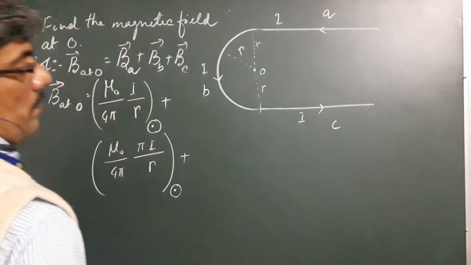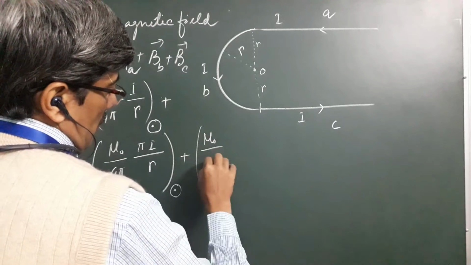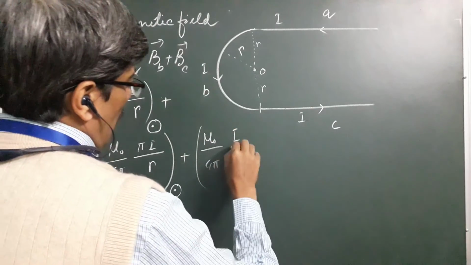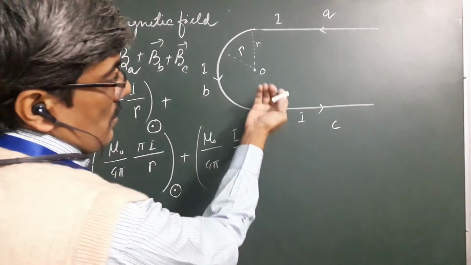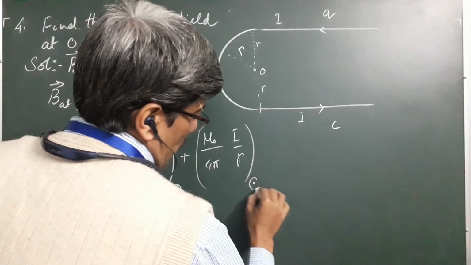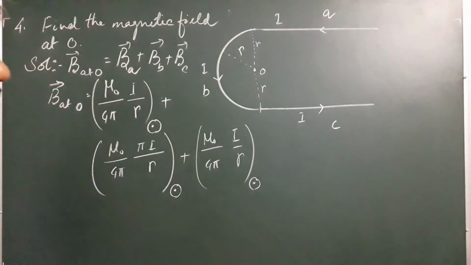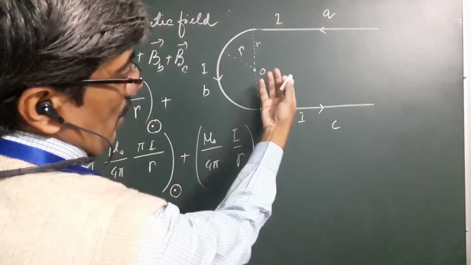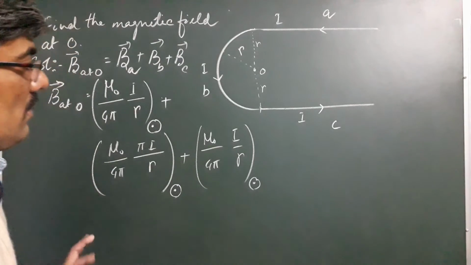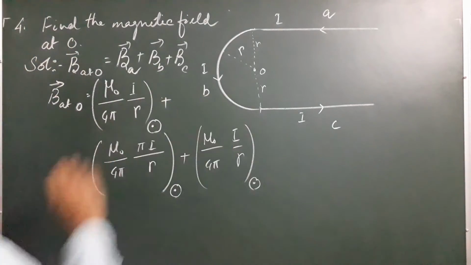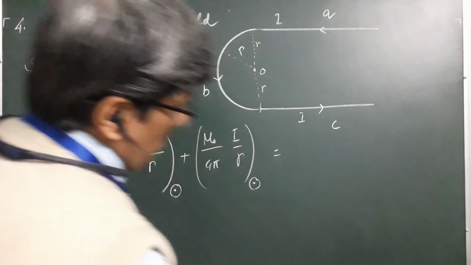The third part, again the straight one, the same formula shall persist: mu naught by 4 pi I by r. On testing with your hand rules, you will find in this case also it's coming out. So here is an interesting fact that all these three magnetic field contributions are perpendicular to the plane, outwards. Simply they need to be added, nothing else. That means you need to add all these three because all these vectors are in the same direction.